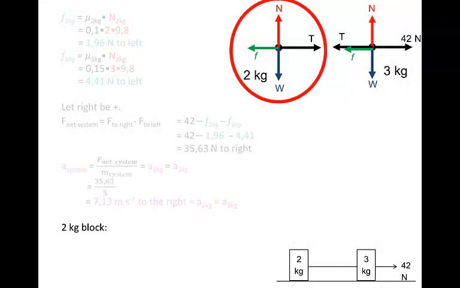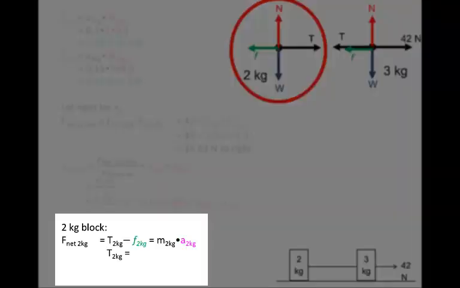So let's now focus on just the 2 kilogram block. We know that it's accelerating to the right, so there's a net force acting on it to the right. That net force can be found by the vector sum of the 2 horizontal forces acting on it. The tension to the right minus the friction to the left. We know the friction's value, so we can substitute that in.